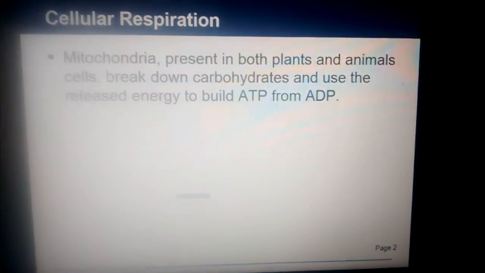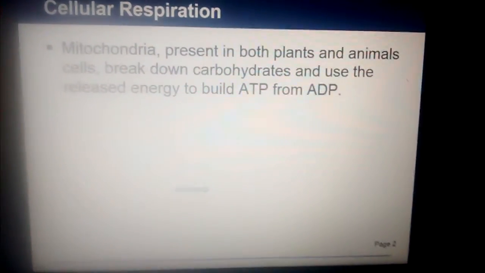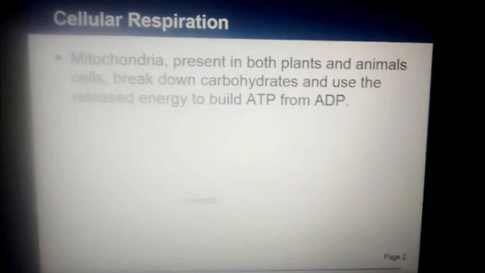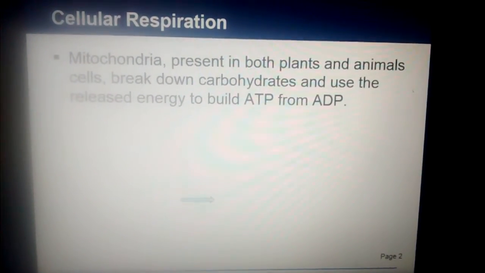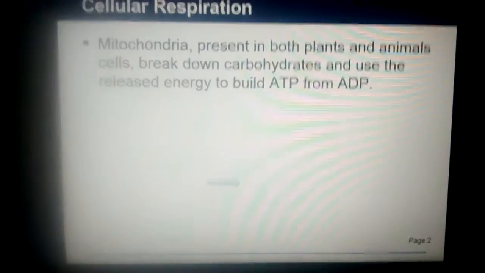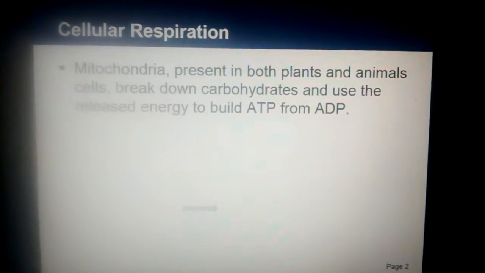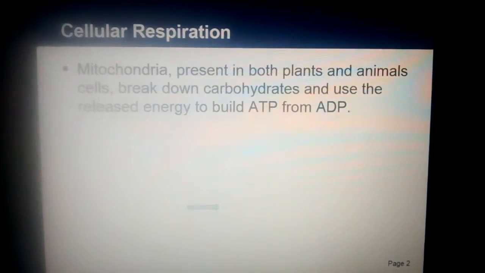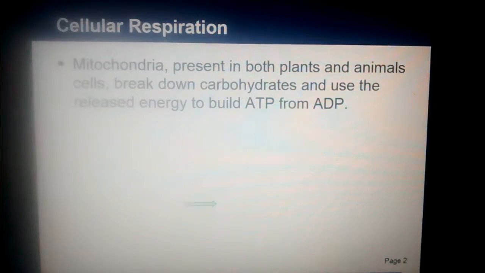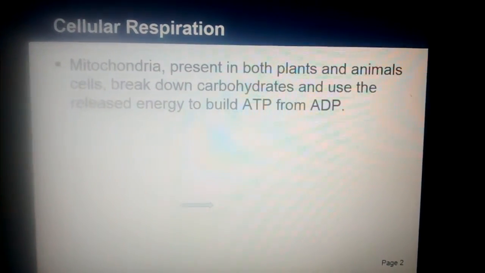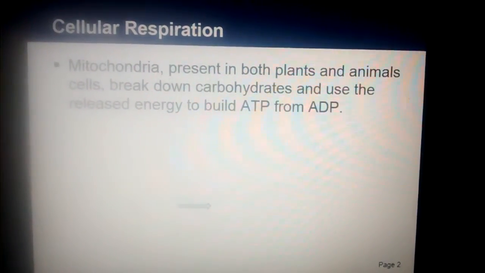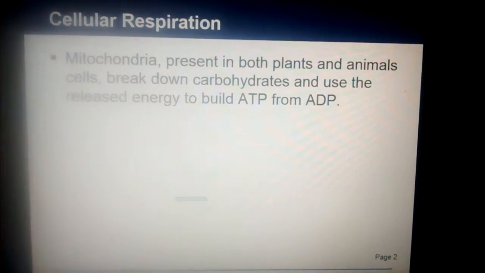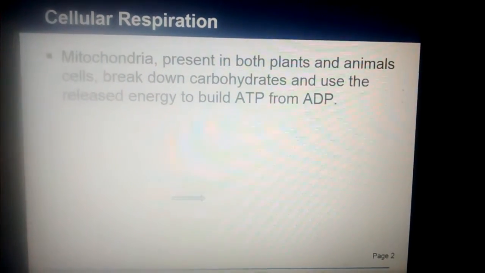Slide number 2. Basically, the purpose of slide number 2 is to define what cellular respiration is. The word respiration, many of us associate with the word breathing, and basically that is somewhat what a cell does. Of course, a cell doesn't have lungs, but it has the ability to absorb gases such as oxygen, and oxygen is a critical component of the process that we call cellular respiration.